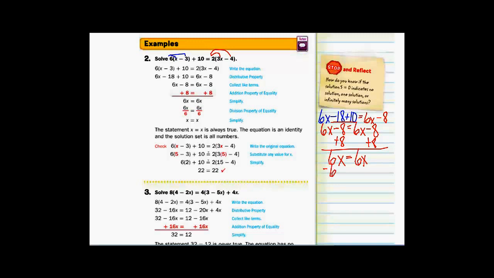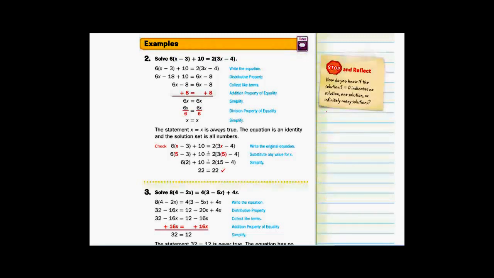Subtract 6x from this side, subtract 6x from this side, I end up with nothing. 0 equals 0. So again, I do not leave it like that. I am going to write out the words all real numbers. Now, if you don't want to put the word real in there, that's fine, as long as you have all numbers. So do not leave it as this. You do have to put that in there. All right? Let's try the next one here.